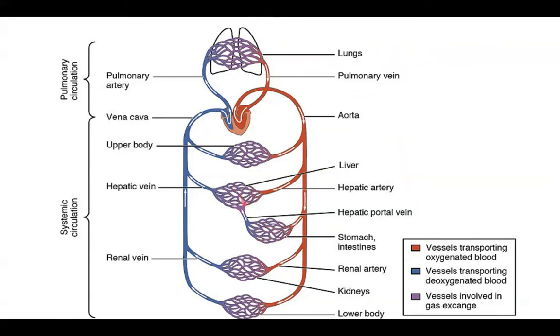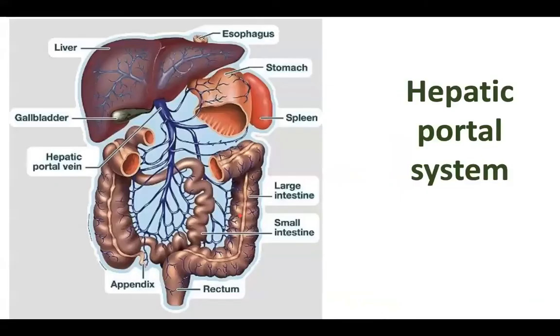None of these organs are the heart. So any such vein is called a portal vein. And since this is supplying the liver, therefore this is called the hepatic portal vein. So the hepatic portal system basically takes the blood from the stomach and the intestine. Instead of directly sending it to the vena cava, it sends it to the liver.